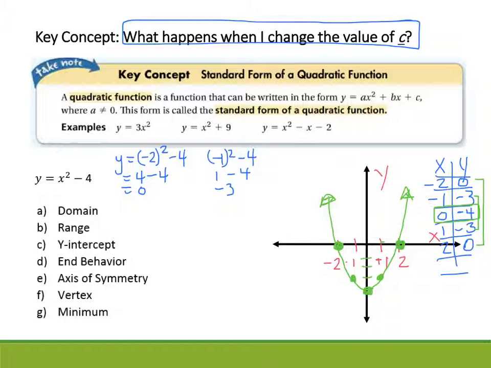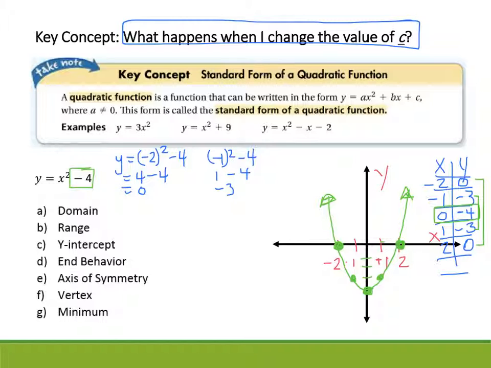So do you see what happens when I change the c value here to -4? Do you notice what happened to the graph? Well, the graph translated 4 units down. Translating just means it moved. So it vertically shifted, or vertically moved, 4 units down from the original position of y equals x squared.